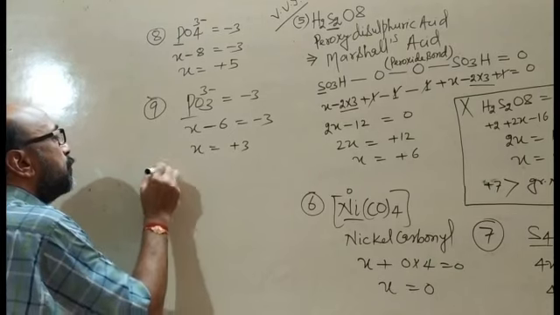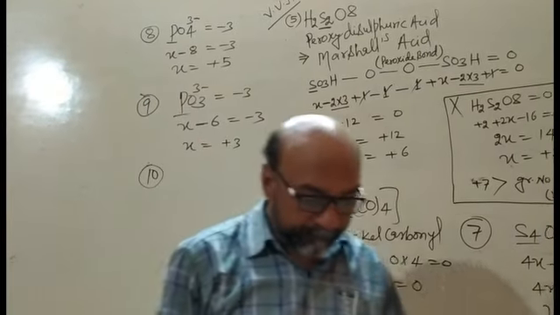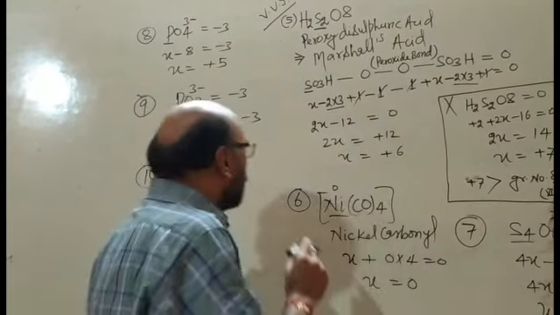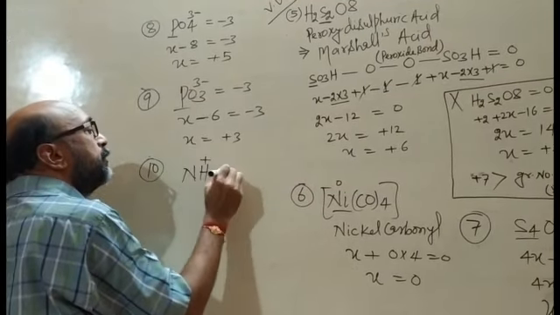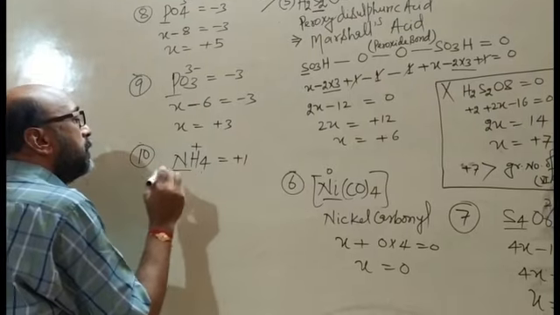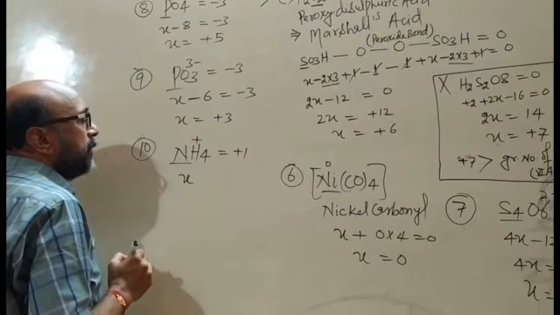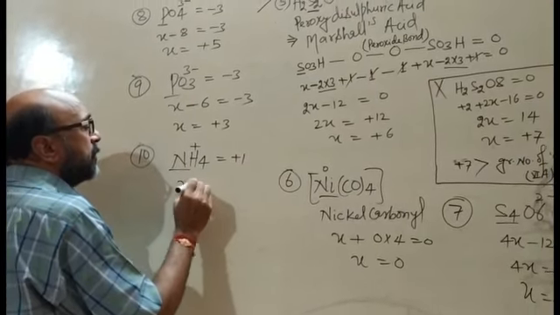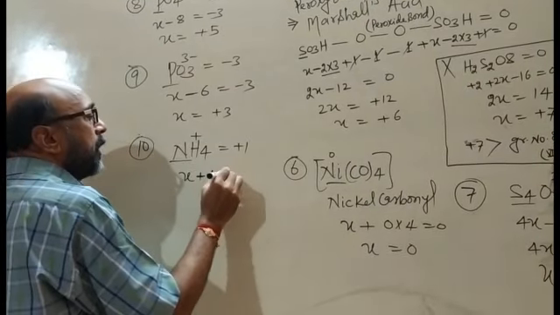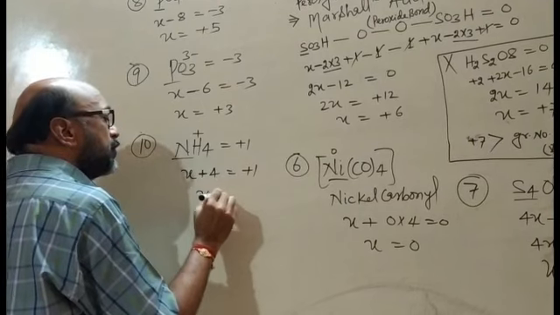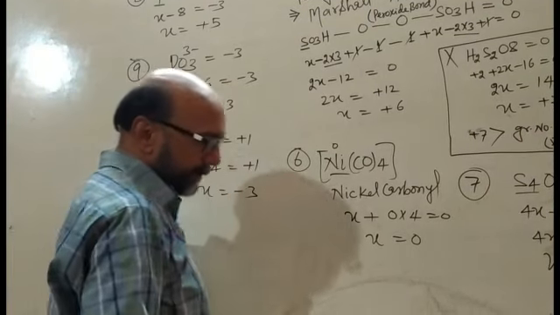Now the next question is NH4+. It is also an ion, so we shall use +1. We have to calculate the oxidation state of nitrogen. Let it be x. 4 for hydrogen, +1. x + 4 = +1, x is equal to -3.